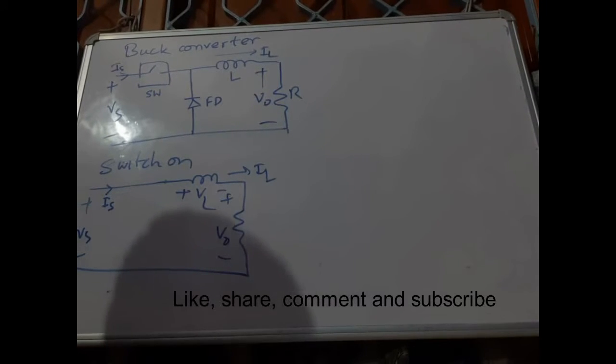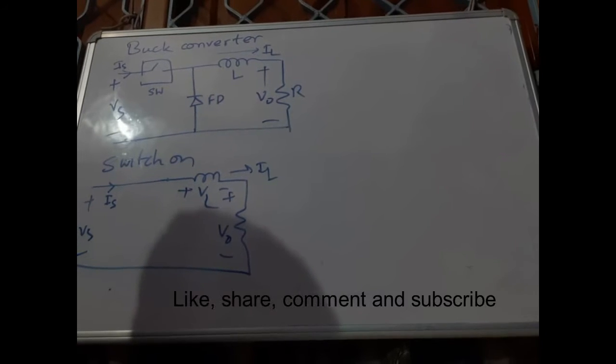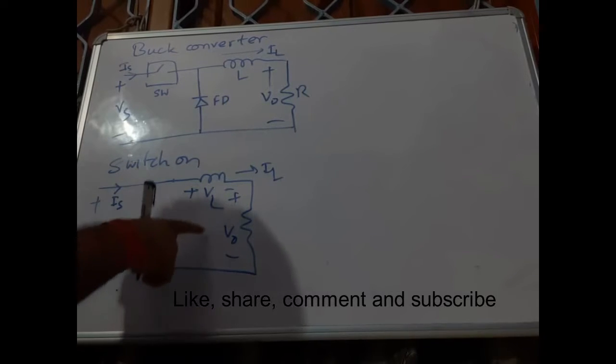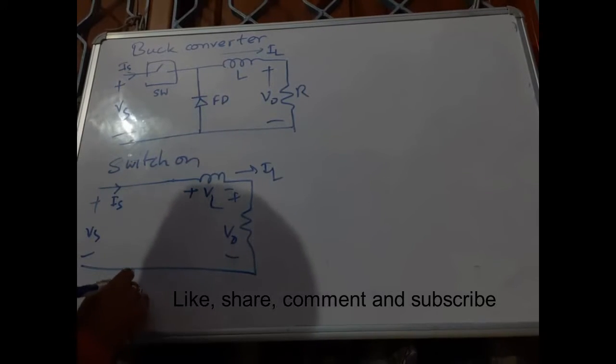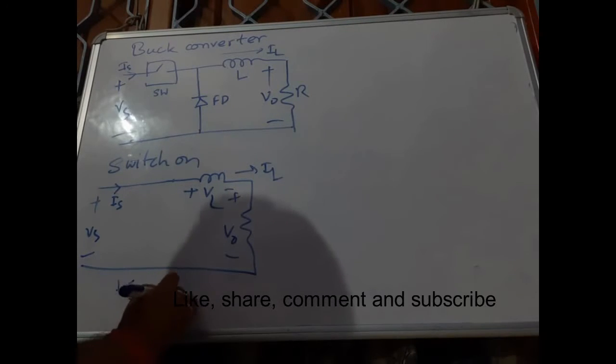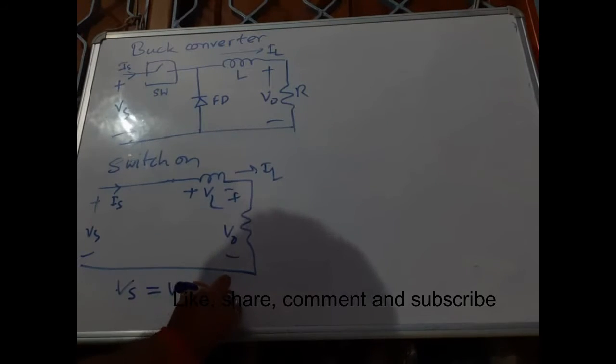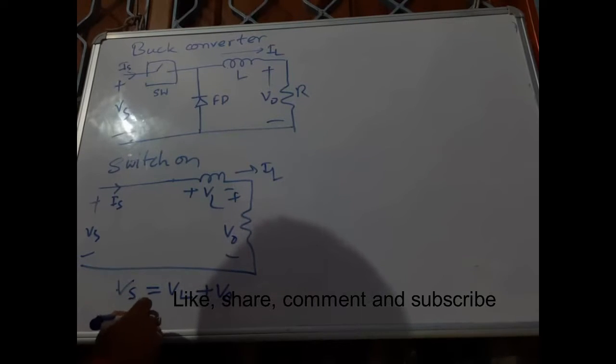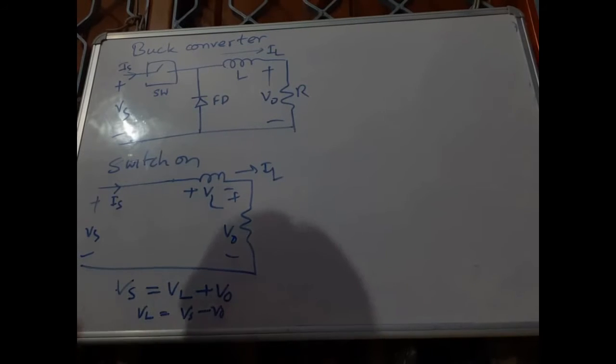Now what we have, if I take the KVL equation, this will be Vs equals to VL plus V naught. Therefore we have VL equals to Vs minus V naught, right?